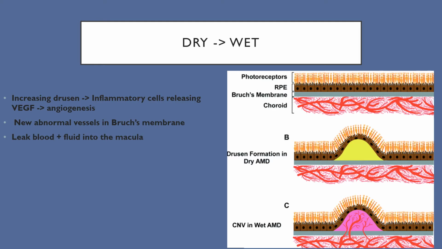Fluid can accumulate underneath the photoreceptors or between Bruch's membrane and the photoreceptors, which is shown in the image. This damages the rods and cones.